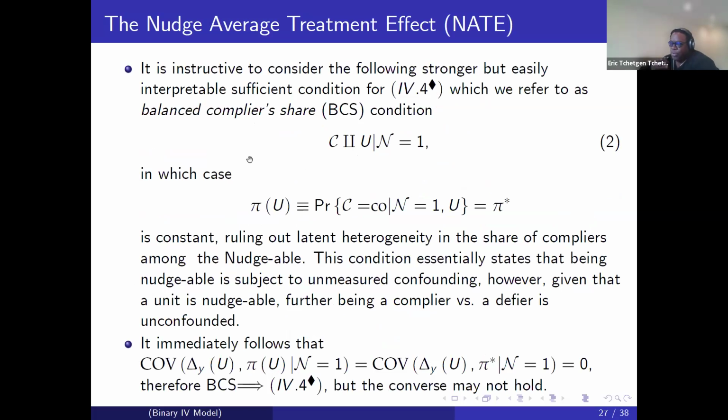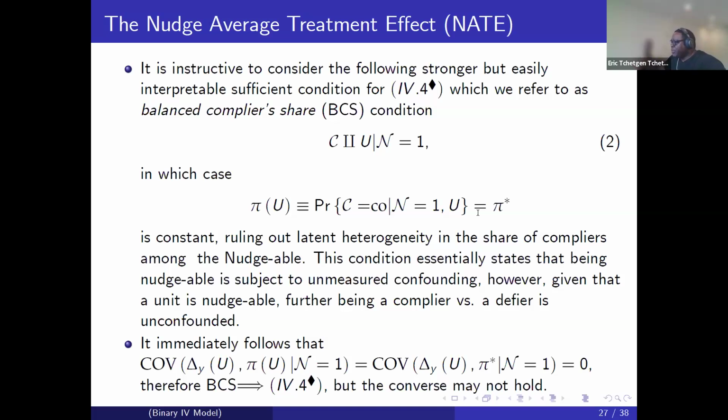It's instructive to consider the following somewhat stronger condition, but I would argue easily interpretable sufficient condition for IV4 diamond, which we refer to as a balanced compliers share condition. And that is, conditional on being nudge-able, the share of compliers is balanced with respect to U. And that would in fact imply that the probability that you're a complier, given that you're nudge-able, as a function of U, is a constant. So this basically says that the proportion of compliers across levels of the unmeasured confounder doesn't change. But that proportion can be arbitrary. Pi star can be any given number.